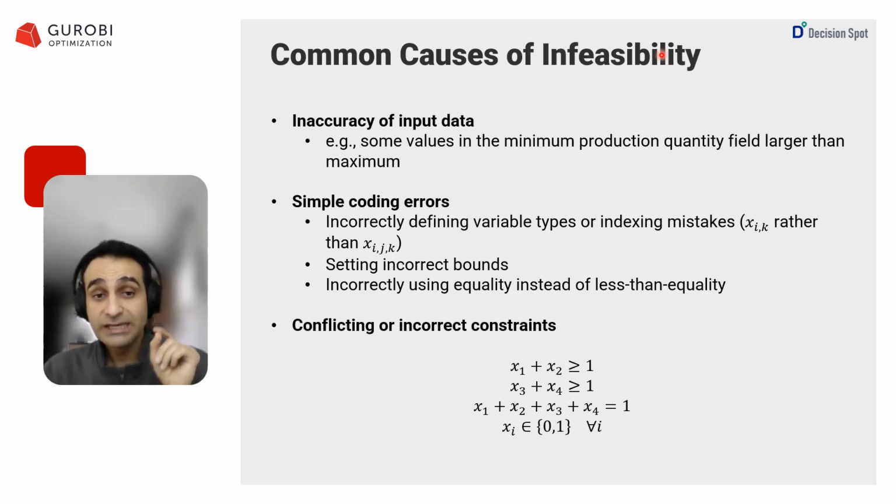Finally, infeasibility happens when you have some conflicting constraints in the model, like the set of constraints that we see here, that clearly are contradicting each other, because the sum of the first two variables and the sum of the second two variables both should be greater than or equal to 1, but then it also says that the sum of all the variables should be equal to 1, right? So how should we go about finding and handling infeasibility?